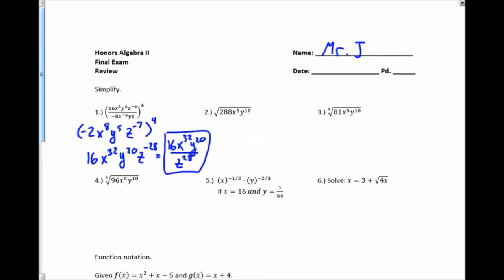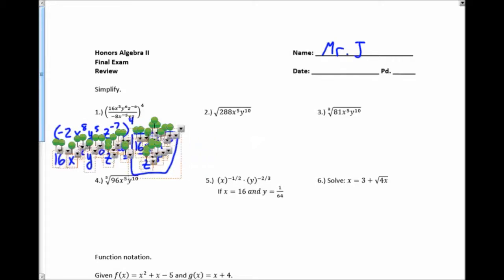Okay, so I start inside the parentheses. I do my division. Then I raise everything to the 4th power, so I'm just following order of operations. And after I'm done with all of that, then I go ahead and take care of those negative exponents.